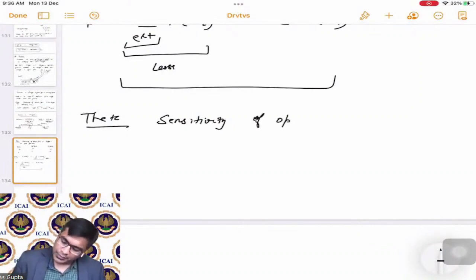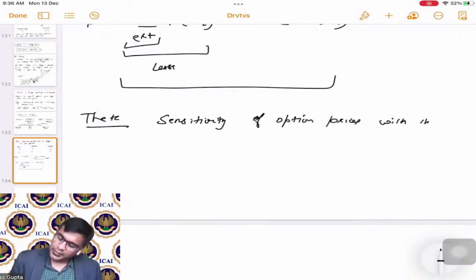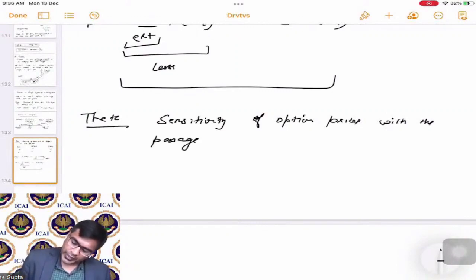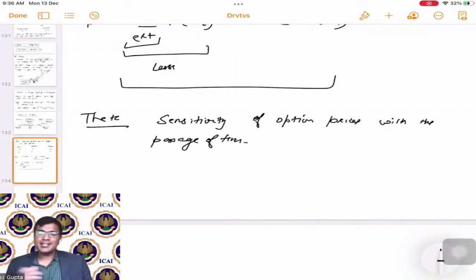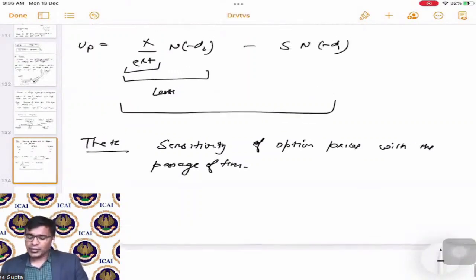Sensitivity of option prices with the passage of time. Now, this is very simple. As the time decays, the time value of money will also narrow down, correct? The gap between future value and present value will be lesser, and hence the option prices will also come down. So there is nothing big to understand in this.